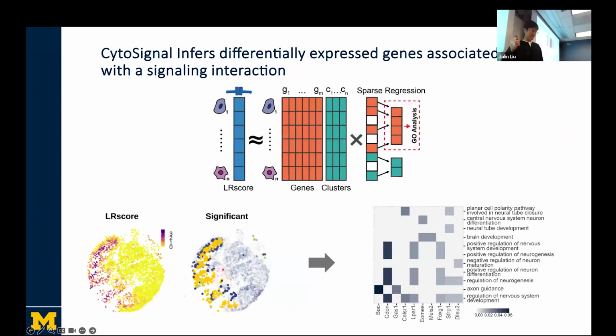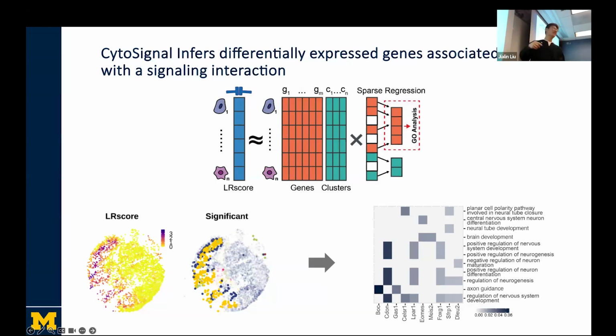And finally, another important benefit of CytoSignal is that it enables the identification of differentially expressed genes associated with each signal interaction of interest. Because for each interaction we have a score on each cell, we can do a sparse regression test here, and it tells you which genes are contributing significantly to predicting the R scores. And from there, you could pass those genes to the downstream analysis.